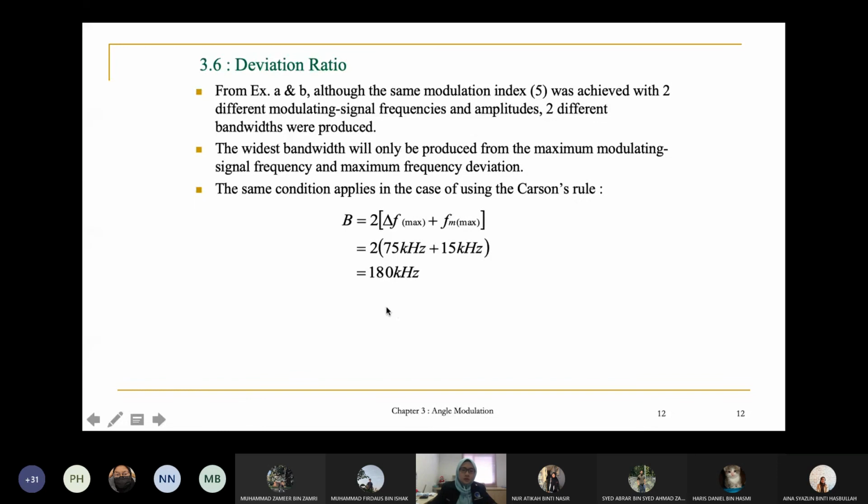So this is what I explained to you. This is the calculation using the Carson rule. Any questions up to this 3.6? So we have finished our lecture for today. Any questions?